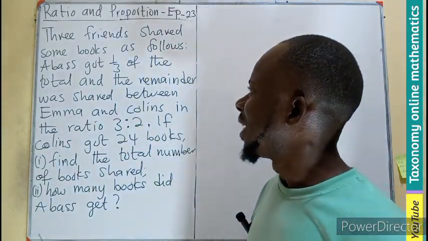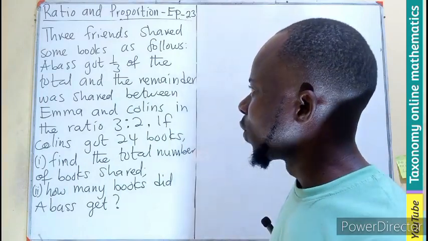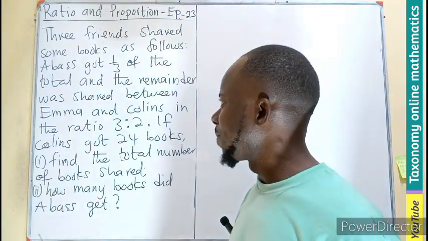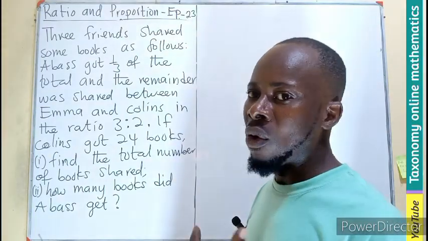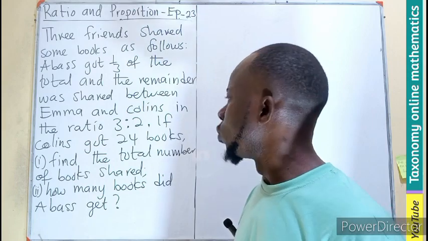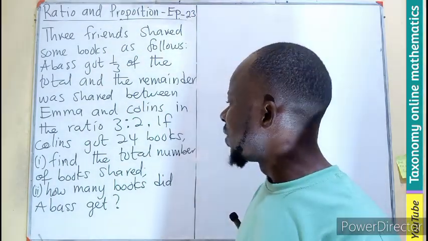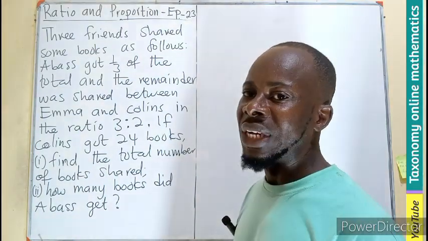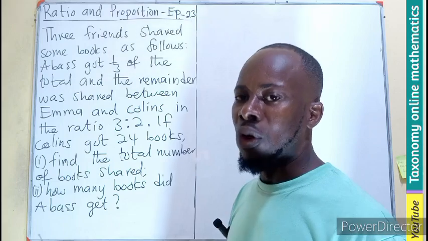Three friends shared some books as follows. Abbas got 1/3 of the total, and the remainder was shared between Iman and Collins in the ratio 3:2. So if Collins got 24 books, find the total number of books that were shared. Then how many books did Abbas get?